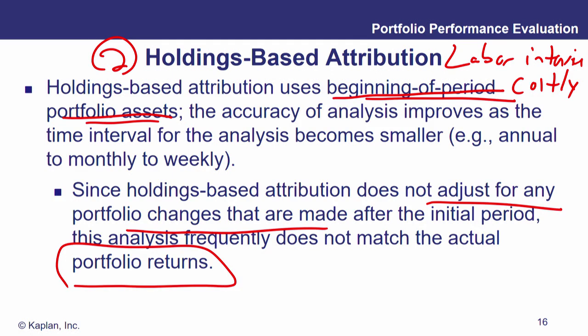Okay, so that's absolutely a weakness. But a strength of this model is that it is going to detect style drift much faster than that regression model. At least you're looking at my holdings. Okay, but the weakness of this is that unfortunately it's not adjusting for these portfolio changes, so it doesn't match the actual final portfolio. Okay, so how can we improve upon this?